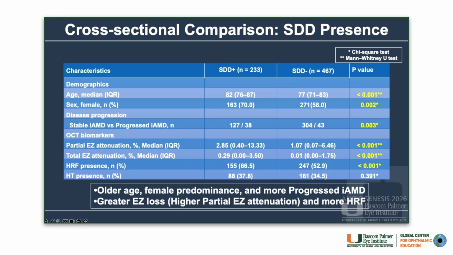In this cross-sectional comparison of those eyes that had SDD present versus those eyes that didn't, we see that when SDDs were present, they were greater in those eyes that progressed to geographic atrophy. And importantly, there was a greater amount of partial EZ attenuation and total EZ attenuation compared to those eyes that did not have SDDs present at all.